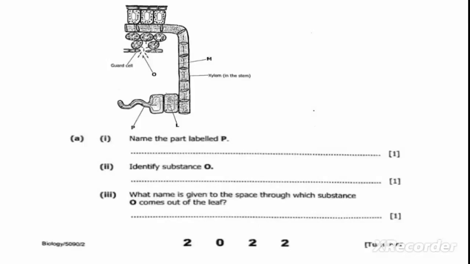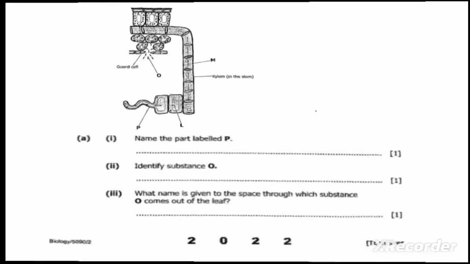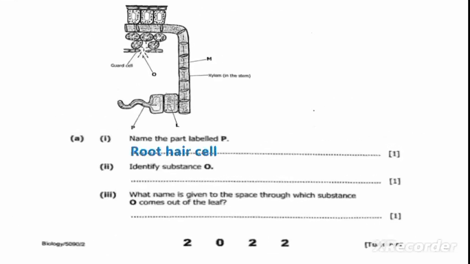Name the part labeled P. So the part labeled P is a root hair cell. So therefore, we are going to say root hair cell. We shift to Roman numeral 2.